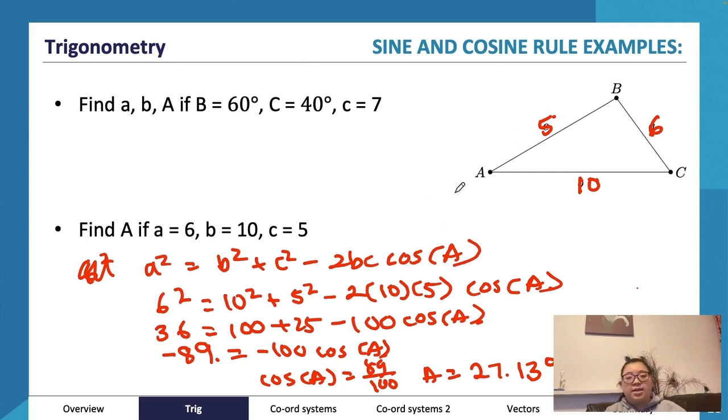And you can find the other angles as well from that. So you can do this side or that side, it doesn't matter too much. So you could find b here as well. And what you would need to do is switch the sides around a little bit so you can find it.